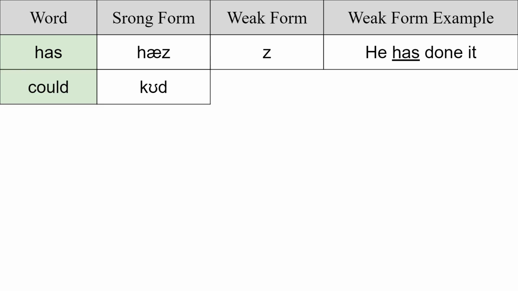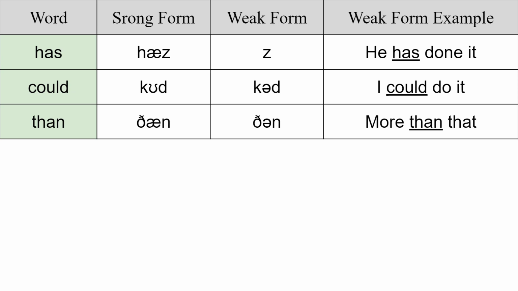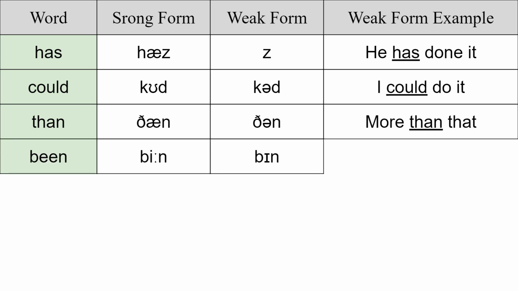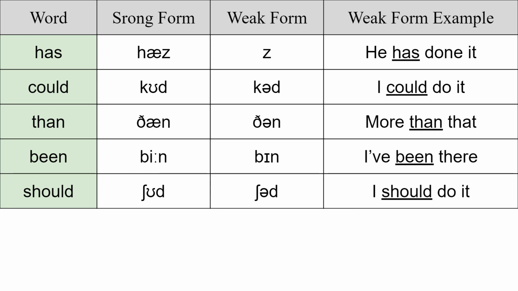Could, weak form, could. For example, I could do it. Than, weak form, than. For example, more than that. Been, weak form, been. For example, I've been there. Should, weak form, should. For example, I should do it.